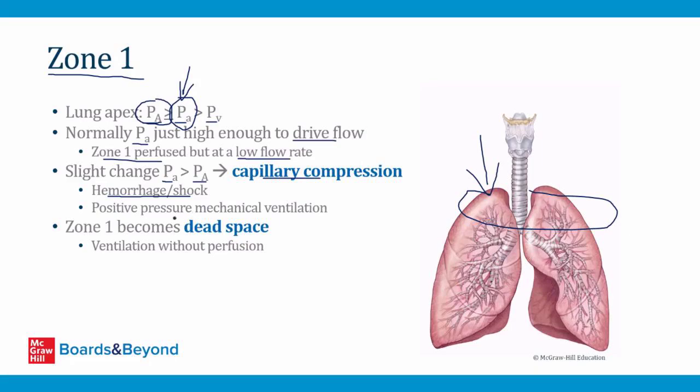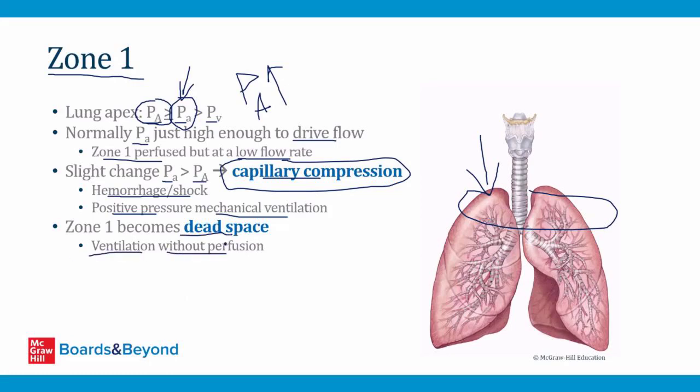Another possibility is if the patient is intubated and placed on positive pressure mechanical ventilation. In this situation, P sub big A goes way up. That's the way mechanical ventilation works. It creates a very high pressure inside the lungs, and this also can cause capillary compression up at the top of the lungs at zone 1. When this happens, zone 1 becomes dead space. It will be ventilated, but it won't have perfusion because the capillaries are shut down.